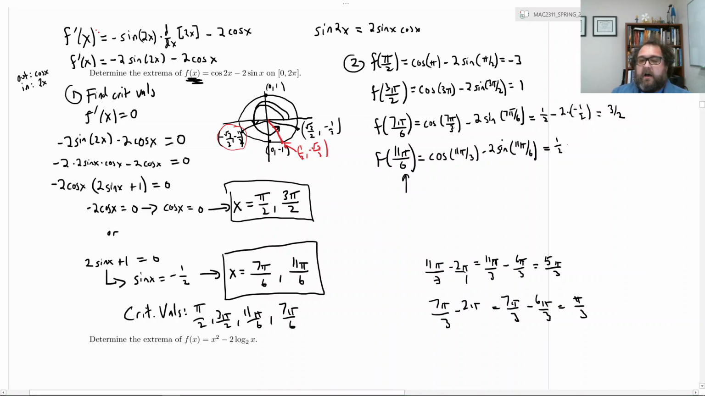Positive 1/2 minus 2 times sine of 11 pi over 6. That is this right here. What's the sine? No, we want sine, so it's negative 1/2. So we have minus 2 times negative 1/2, the exact same thing. Negative 2 times negative 1/2 is 1, plus 1/2 is 3/2 all over again. Okay, all right. We'll check ourselves soon enough to see if that's right.